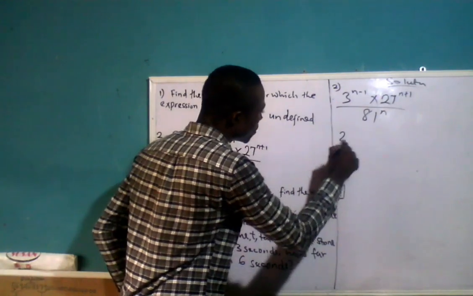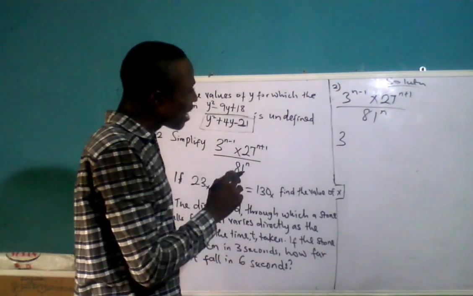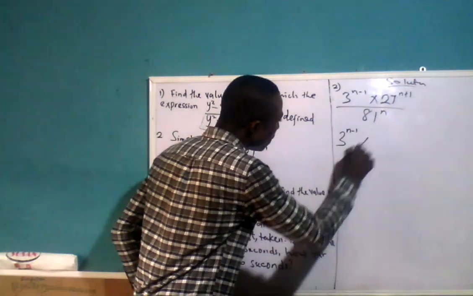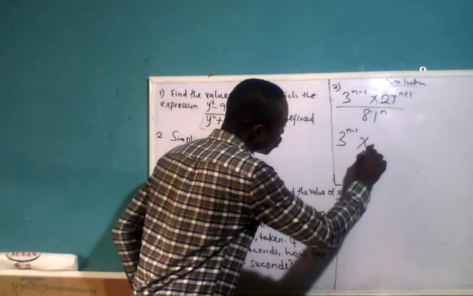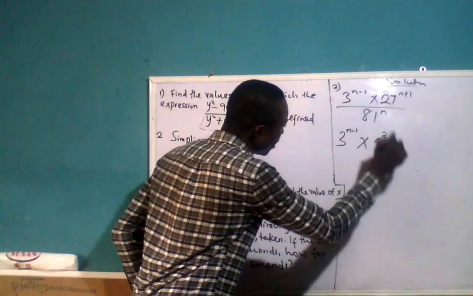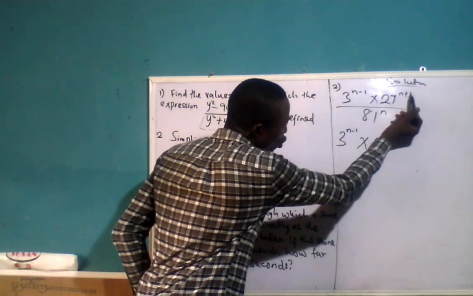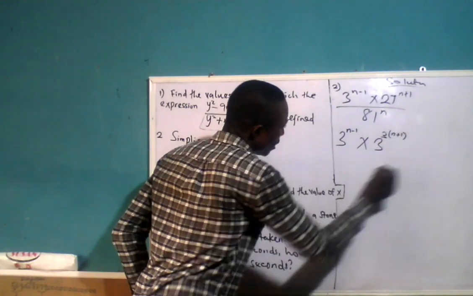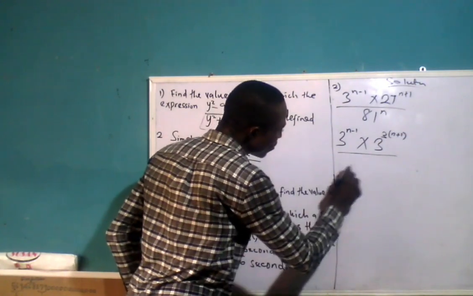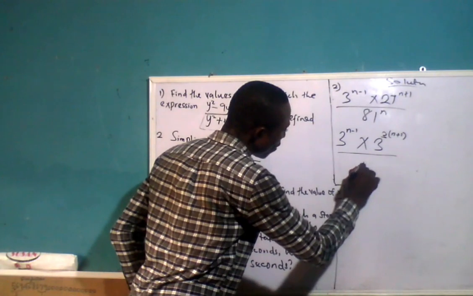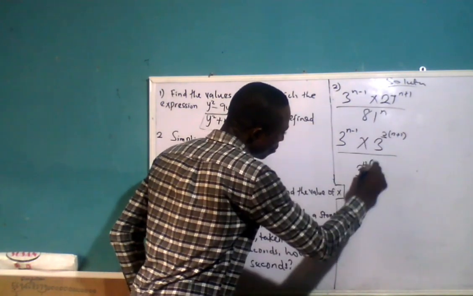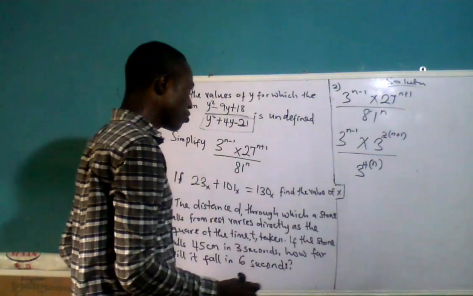Let's look at how we can re-express this. We can re-express all this to be in powers of 3, so that you have 3 raised to power n minus 1 multiplied by 27, which can be re-expressed as 3 raised to power 3. And the n plus 1 that you already have there, just put it in brackets, n plus 1. Then 81 can be re-expressed as 3 raised to power 4. Then the n you originally have there, put it into brackets, so as not to cause confusion.